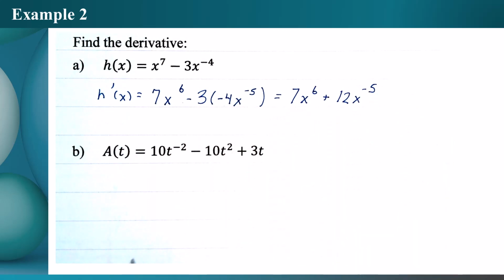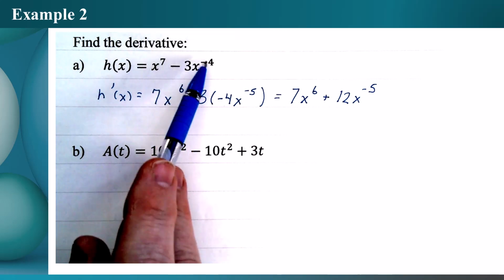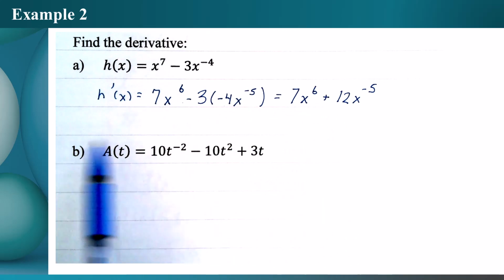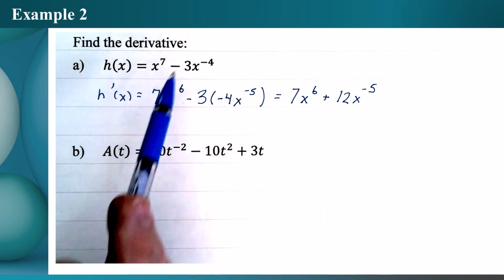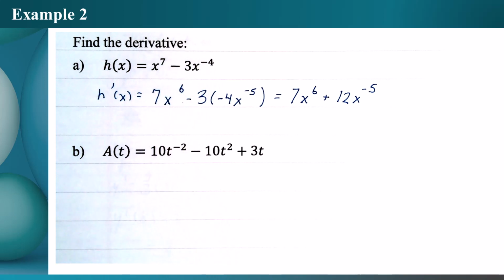Note here in this problem that when we dropped this negative 3 down, and we multiplied by the negative 4 when we took the derivative, we ended up with a positive 12. Now we could just do that all in one step. The negative 3 that's already there, and we're bringing the negative 4 down, just multiply them. Let's take that approach here in the second problem.